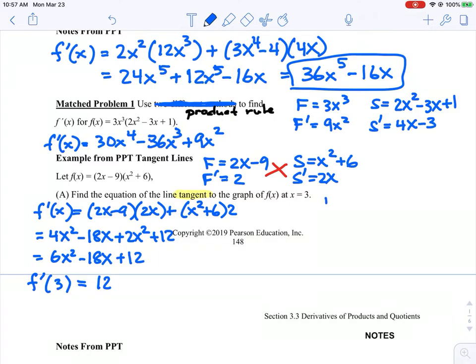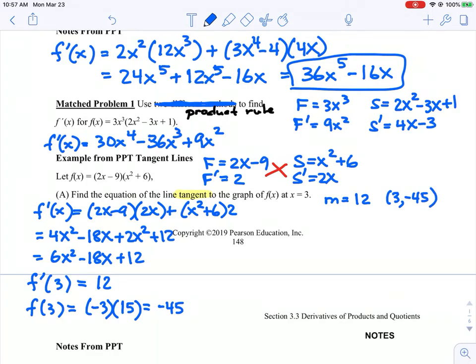Now, in order to write an equation, I need the slope, which is what we just found. And then I need the point. So I need the corresponding y for 3. So I need to substitute 3 into the original function, which you get negative 3 times 15.